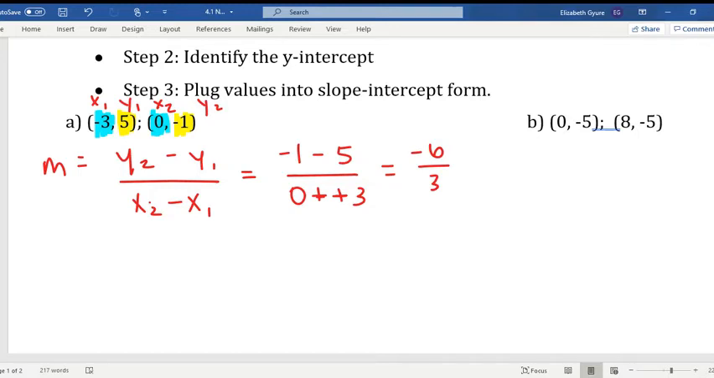Good. Can I reduce -6 over 3? Yeah. What's -6 over 3? Not -1/2. -2. Just -2, because is -6 divisible by 3? Yeah, so that would just be -2. If you write -2 over 1, is that okay? Yeah. Okay, so there's my slope.